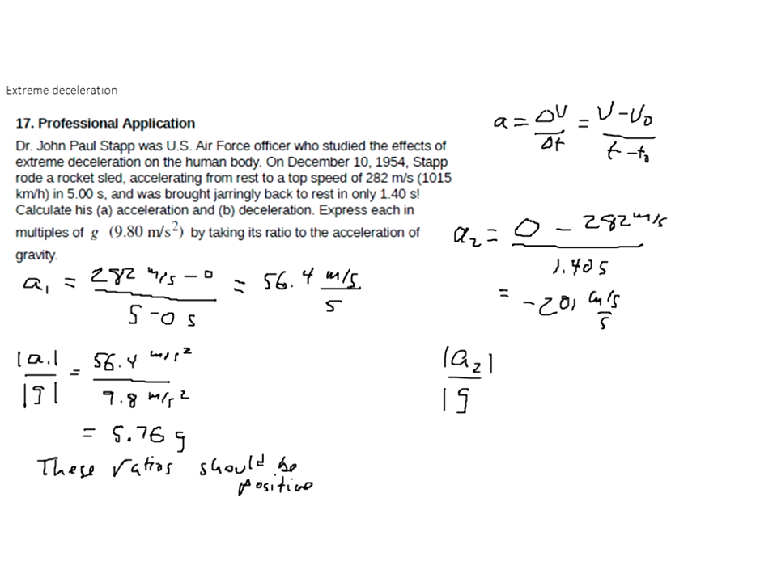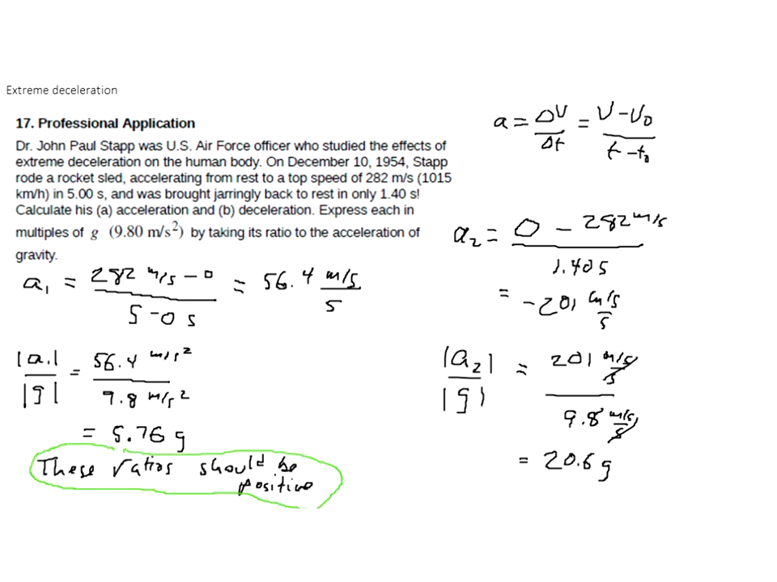So the ratio of A2 over g is 201 meters per second divided by 9.8 meters per second. The units cancel out, and we end up with 20.6 g. So I'm guessing with that amount of g-force, some of you have probably heard the term g-force before, this poor person blacked out. But the key to getting these problems right when it's looking for the ratio is you need to be positive, and we can deal with that by using the absolute values.